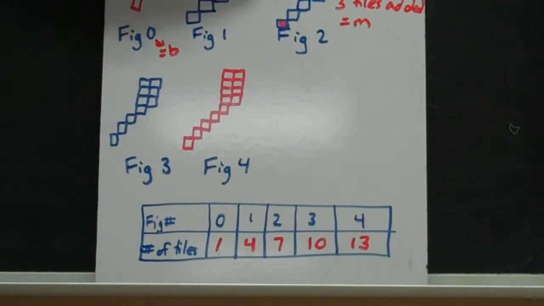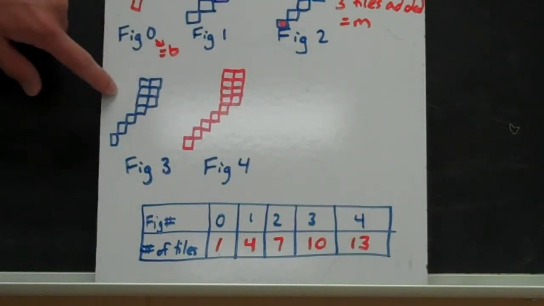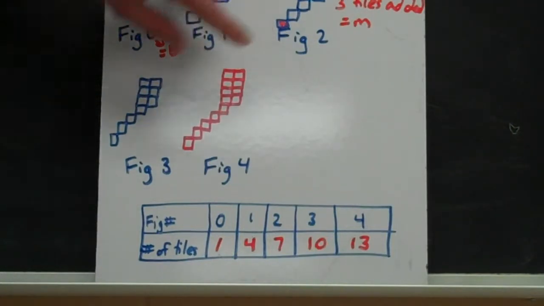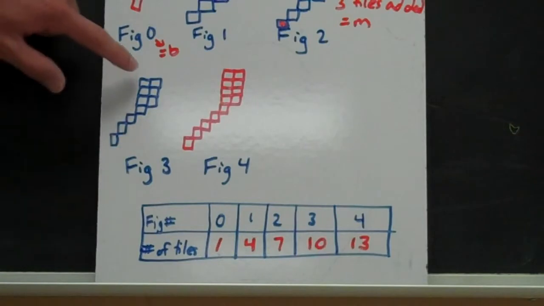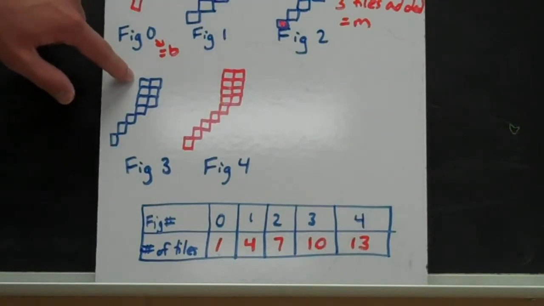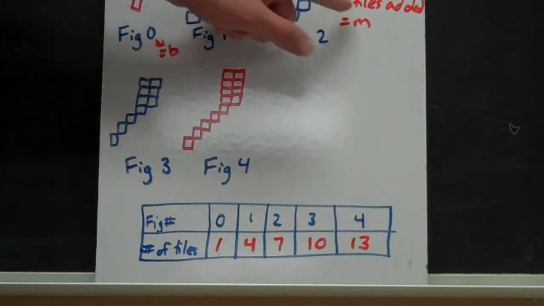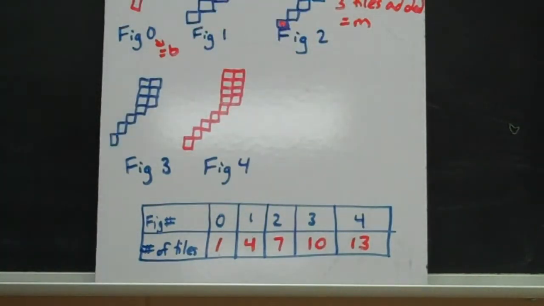From figure 1 to figure 2, we added this square on the bottom left, and we added these two squares in the top. If we go from figure 2 to figure 3, we can see that the pattern continues. We added another square to the bottom left, and we added two more to the top. Those three tiles that we're adding each time, that's our growth. So when we write our equation, that's going to be our m value. That's our slope.